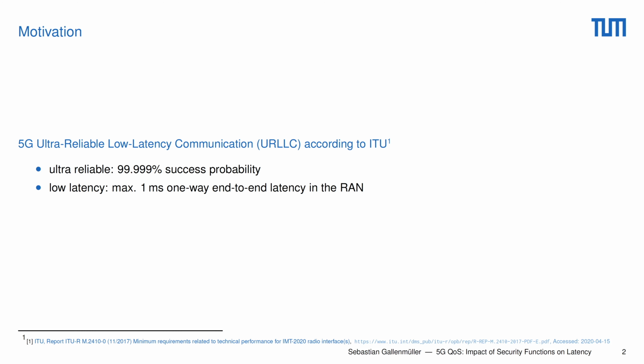In this talk, we consider a very special type of communication in 5G networks, the ultra-reliable low-latency communication, or short URLLC. URLLC means that 99.99% of all packets successfully arrive at their destination, and they do this with a possibly low latency. Low latency in our context means that we have a maximum latency of 1 millisecond. This delay is measured one way, end to end, and we only consider the radio access network.